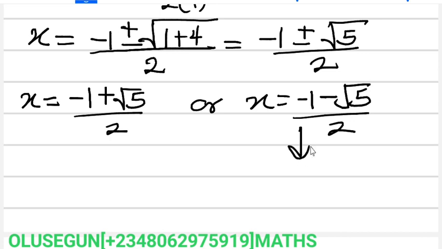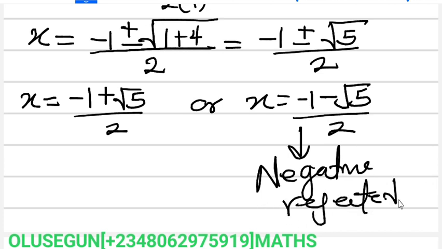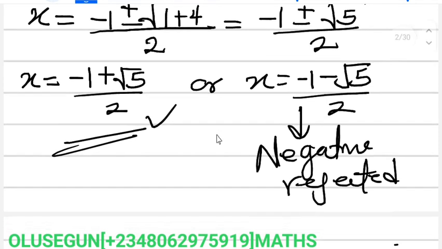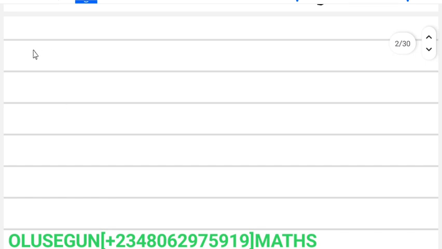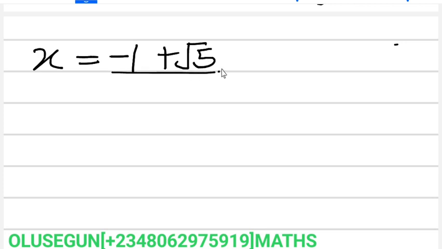Because this one is negative, you have to reject it. Because it's negative, it must be rejected. So the value is positive. So therefore, this is the correct one. So this is x equal to minus 1 plus root 5 divided by 2. So now our value of x is x equal to minus 1 plus root 5 divided by 2. So now recall that x squared is equal to y⁻⁶.